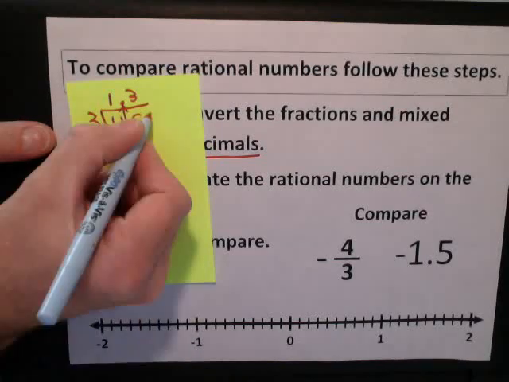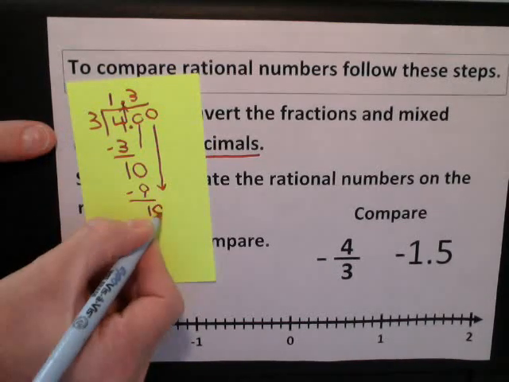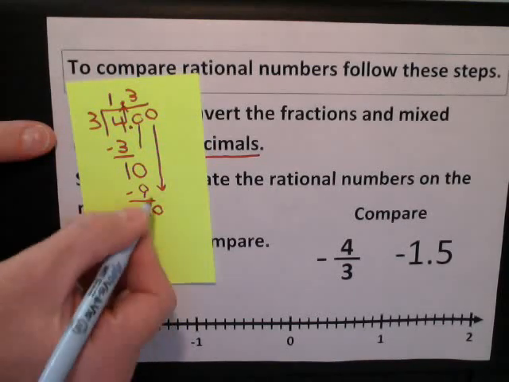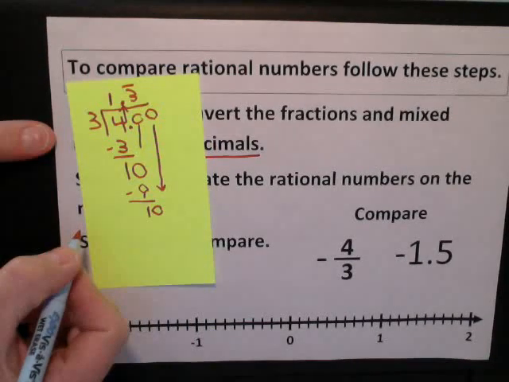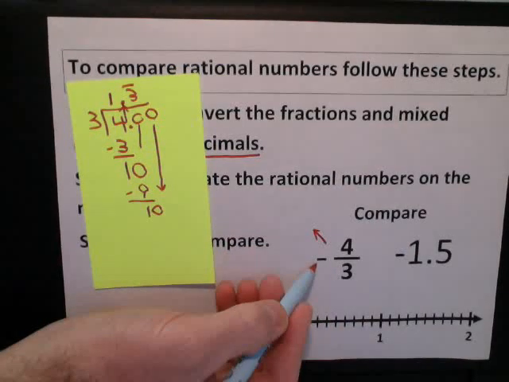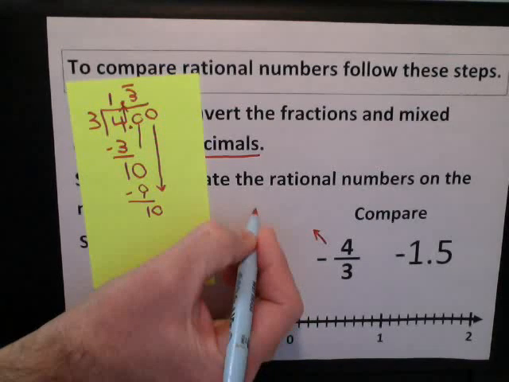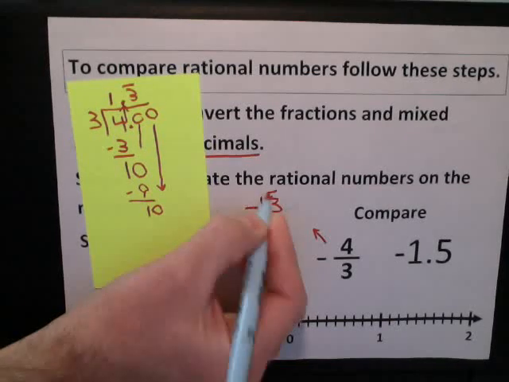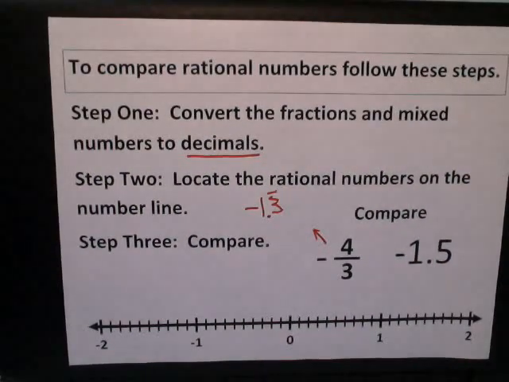At this point, you begin to realize that this is going to be a repeating decimal, because 3 will go into 10 3 times, and it'll just repeat the pattern over and over. So we're going to put the repeating symbol up there. So negative 4/3 is actually, in decimal form, negative 1.3 repeating. Okay? So now we can compare those on a number line.